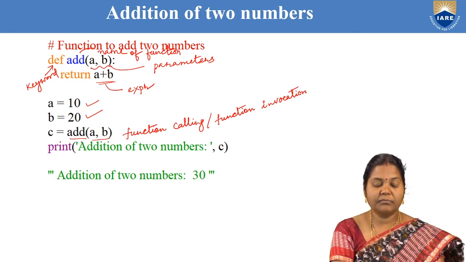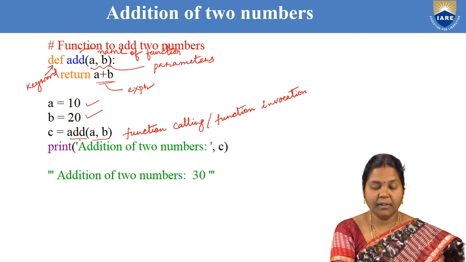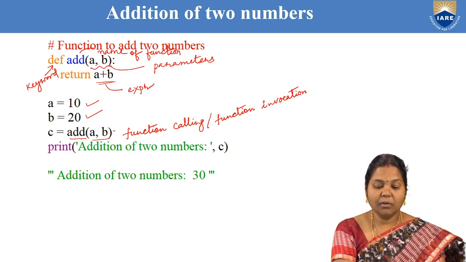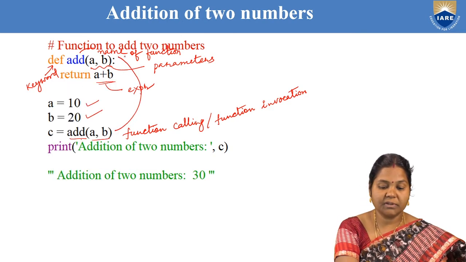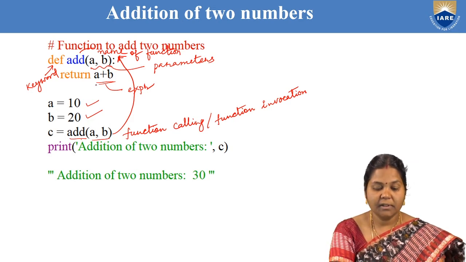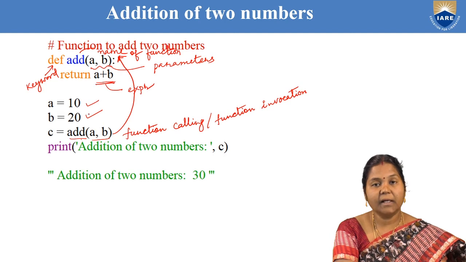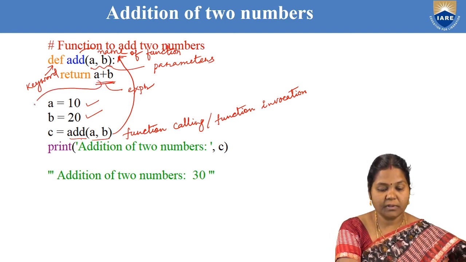So I am invoking the function by calling it, by writing add, and I want to pass two parameters, a comma b. Now the control jumps to this function and it executes. It goes to the function header and executes that function. After execution it returns the value of a plus b that needs to be stored somewhere.